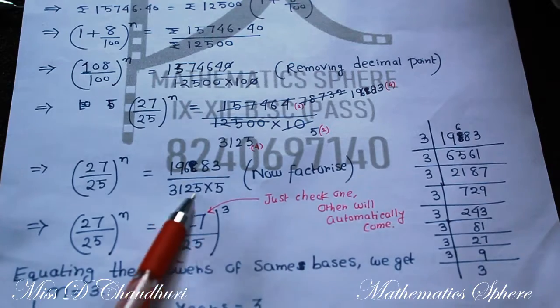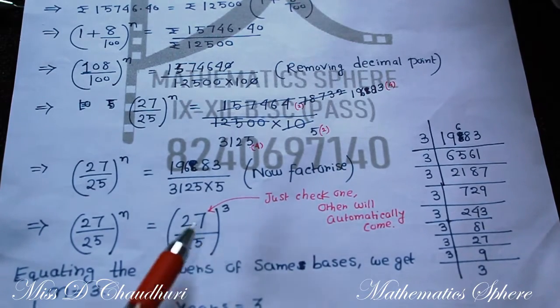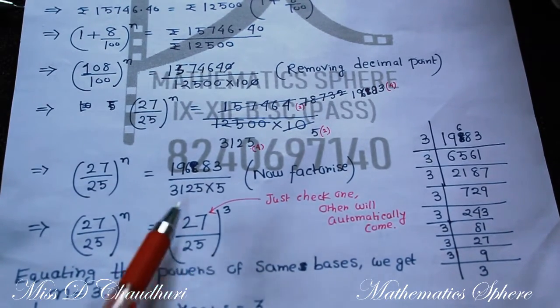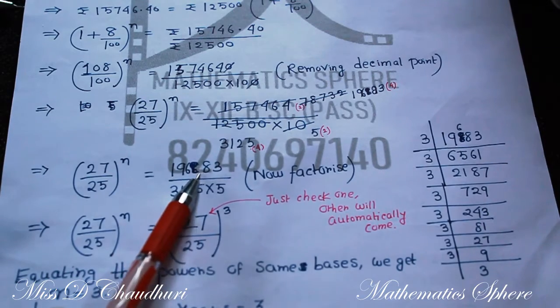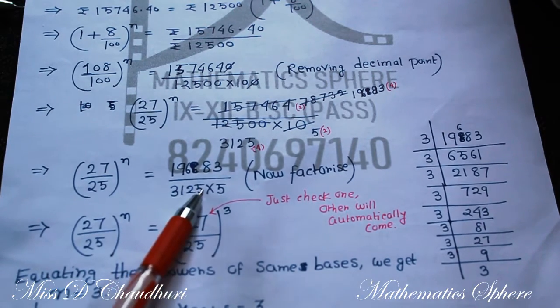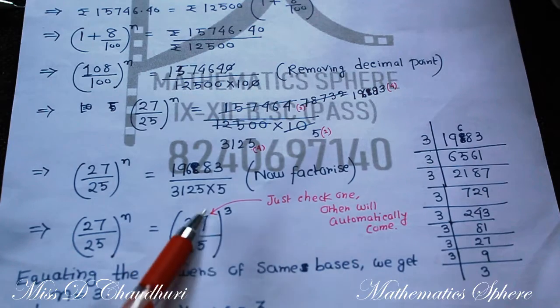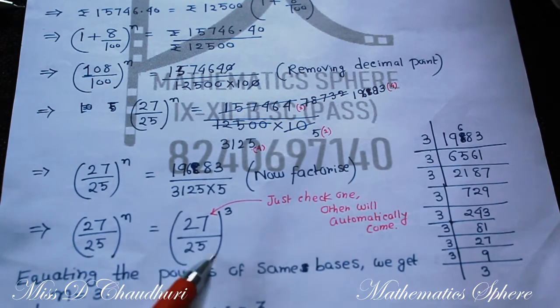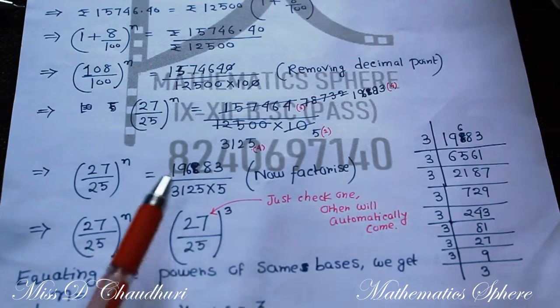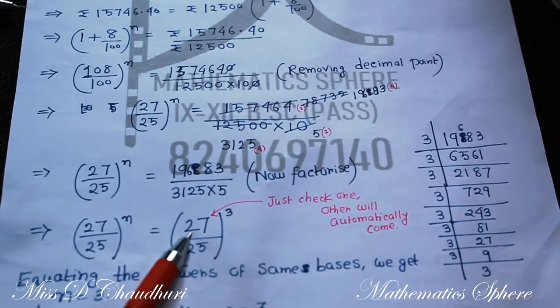Okay, and this denominator is the cube of 25, so we can write (27/25) whole to the power 3 here, because this is the cube of 27 and this is the cube of 25, so whole to the power 3 will come. Whatever comes, it will come the same. This also has power 3, this also has power 3, then only we can equate. If it is not coming, then you think you have done something wrong.